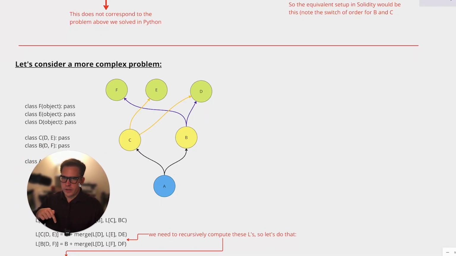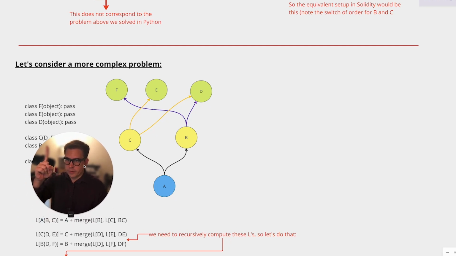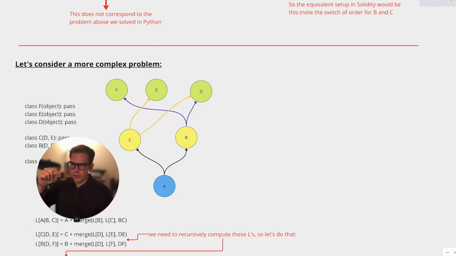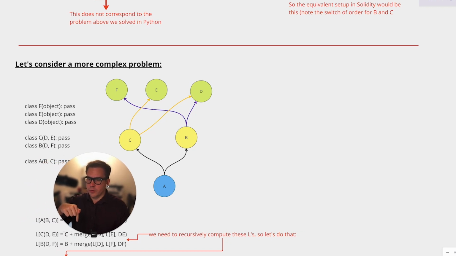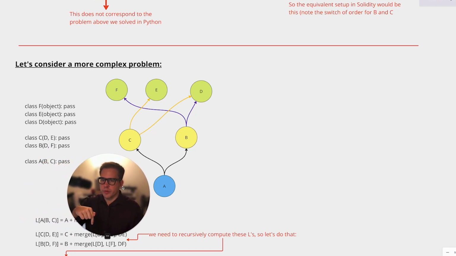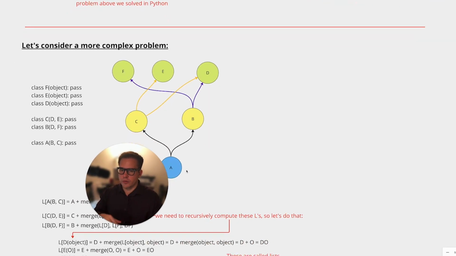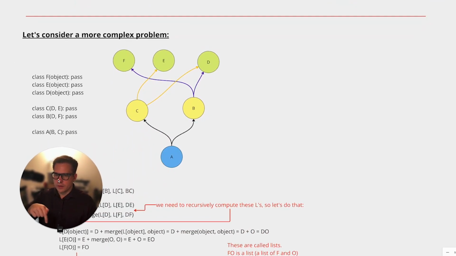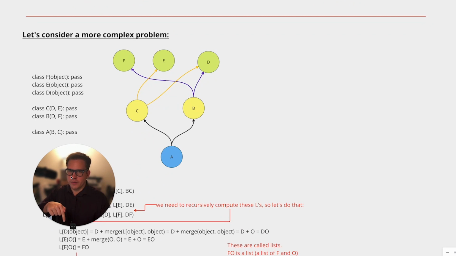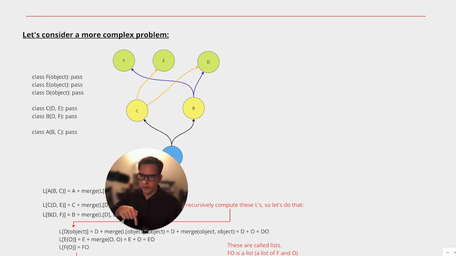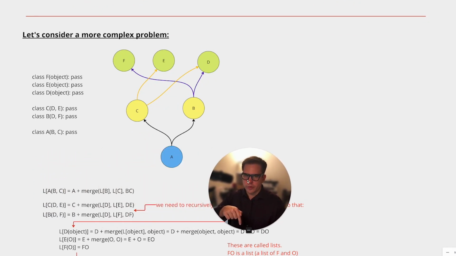L of C depends on D and E in that order, which is again just given by the application. That's not something that we decide, or the algorithm decides. This is given to us. You can always do C plus merge L of D, L of E. We also have L of D, L of F. So we need all those done. So what is L of D? Well, L of D is just D plus merge L of object. Object, we've done this before. It's just going to be DO.